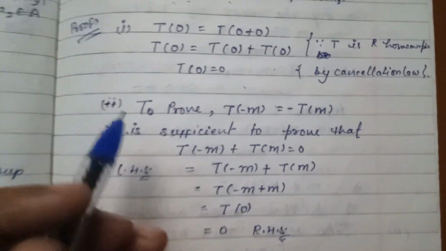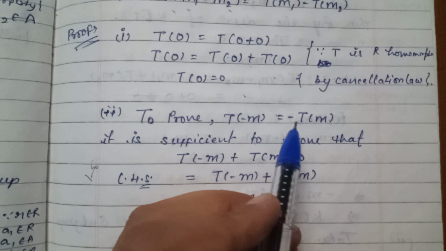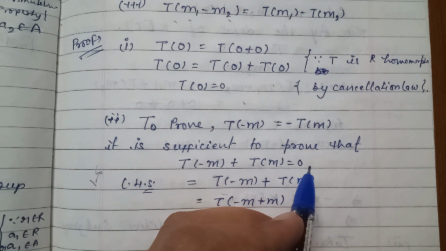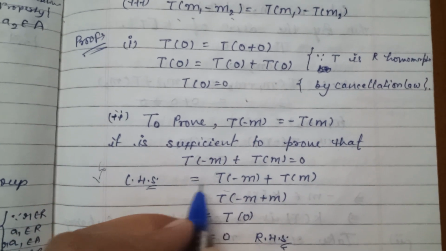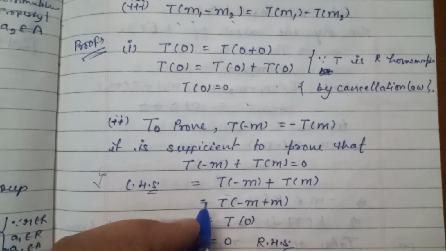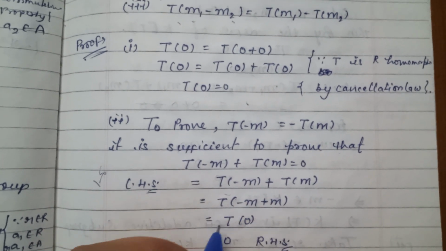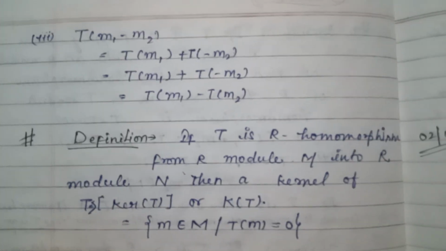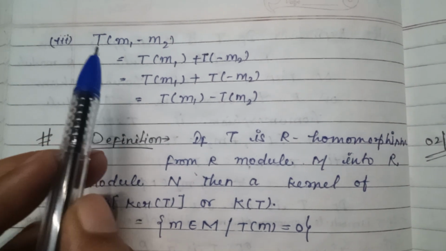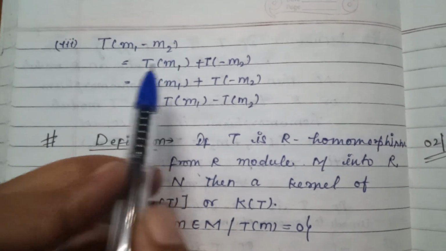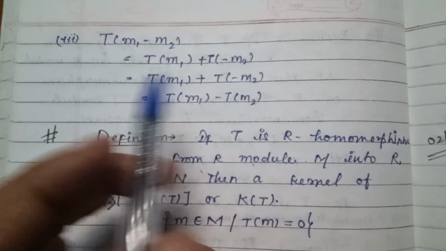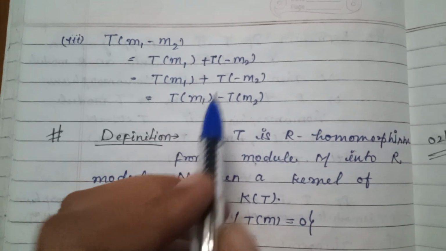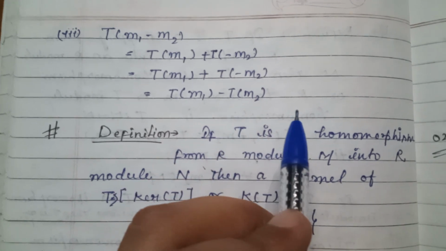Now for proving the second condition, T(minus m) is equal to minus T(m). It is sufficient to prove that T(minus m) plus T(m) is equal to 0. Now we take the LHS, which is equal to T(minus m) plus T(m), or it can be written as T(minus m plus m), which is equal to T(0), which is equal to 0. So RHS is proved. For proving the third condition, T(m1 minus m2) is equal to T(m1) plus T(minus m2), which is equal to T(m1) plus T(minus m2), which is equal to T(m1) minus T(m2).